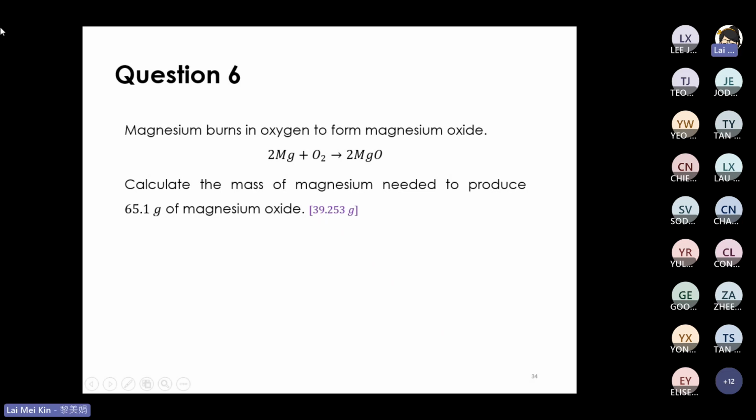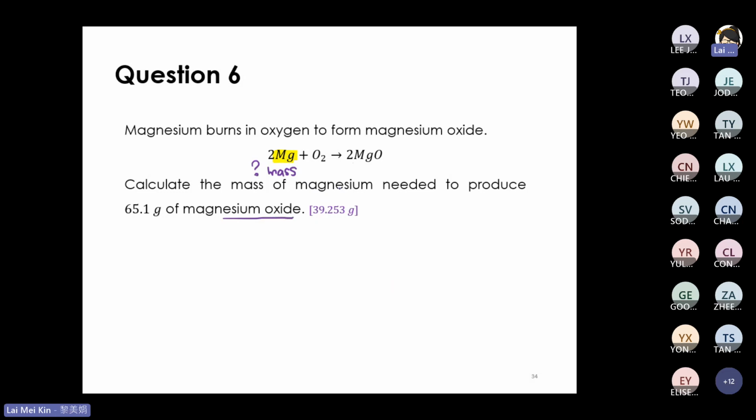Okay, we are dealing with a real chemistry question now. Magnesium burns in oxygen to form magnesium oxide. If you are lucky, the question will give you the equation. If you are not very lucky, you will need to write the equation yourself and balance it. Calculate the mass of magnesium. Whenever you get a question, make sure you understand the question. I need to calculate the mass of magnesium to produce magnesium oxide.